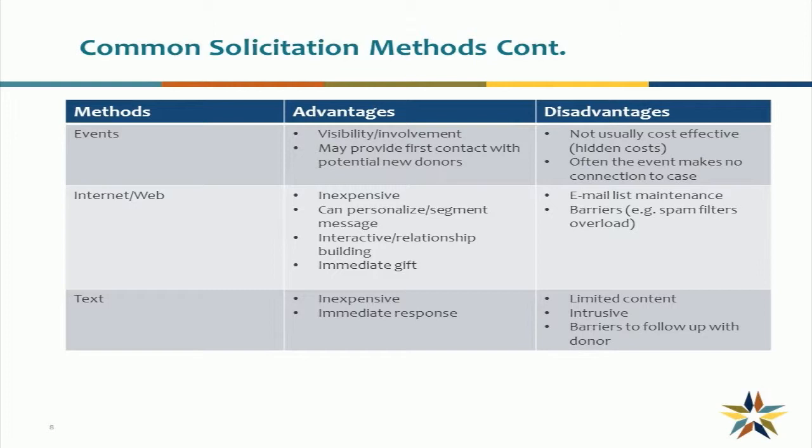Another method is internet and web. It is inexpensive. You can personalize and segment your messages. You can be interactive, relationship building, and there's an immediate gift opportunity by clicking on a button. A disadvantage is that the email list maintenance can be a barrier. There's a lot of spam filters, emails change, so you could get a lot of bounce backs.